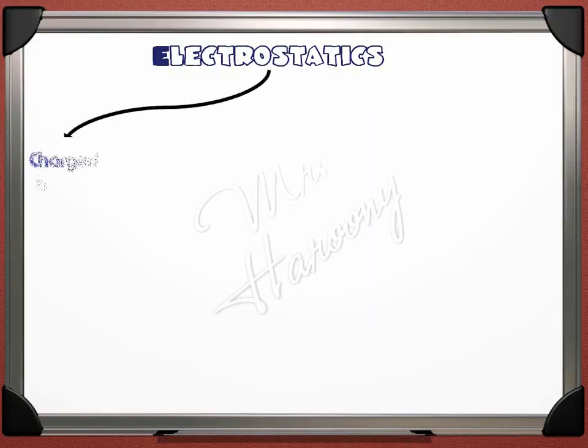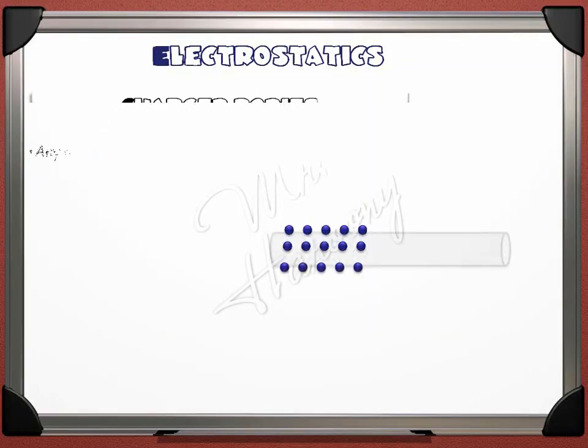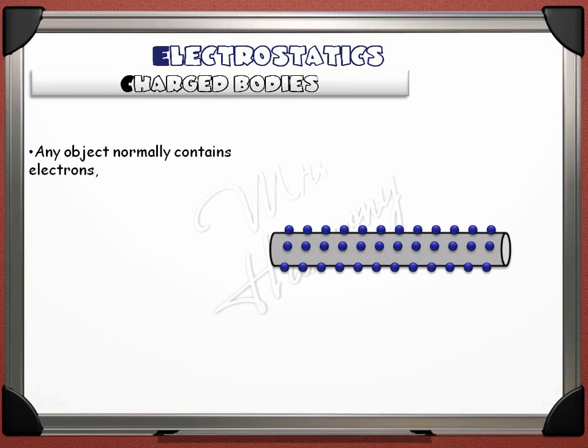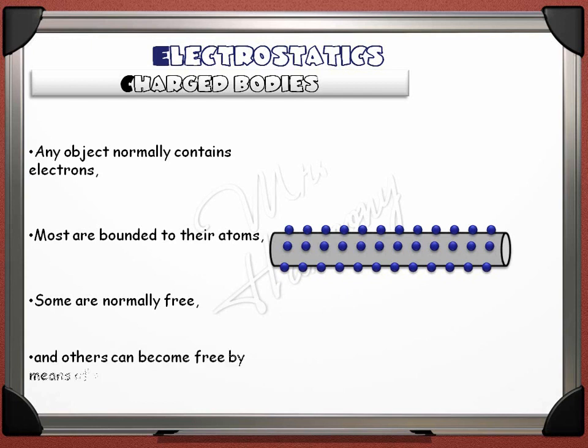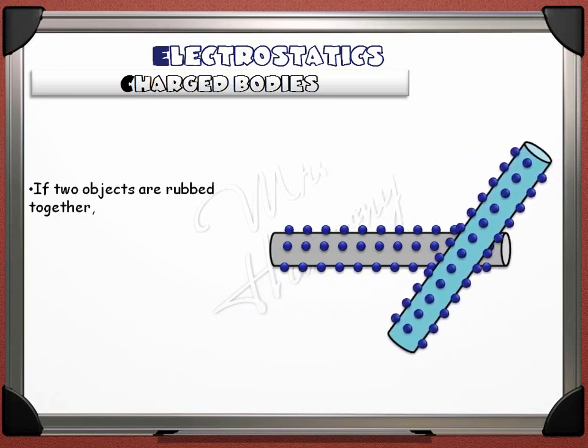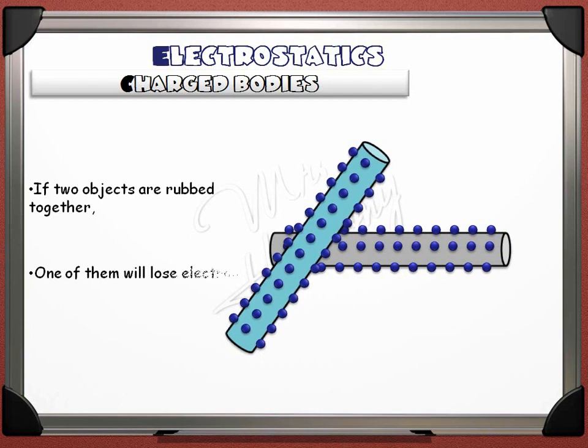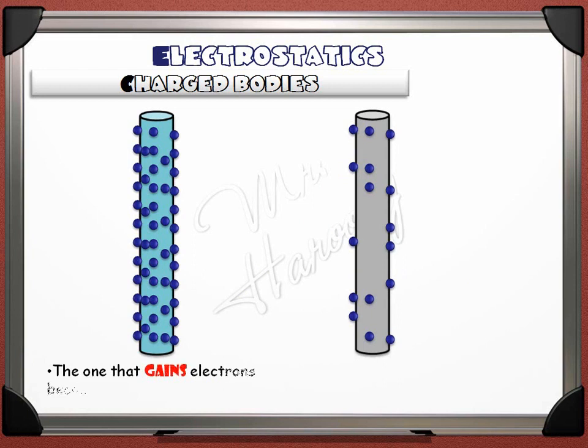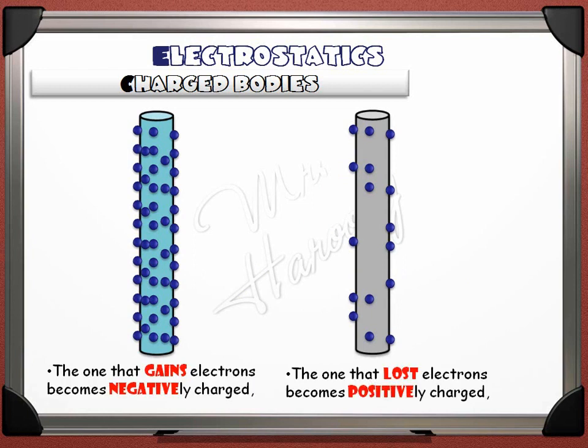Let's start with talking about charged bodies. Any object normally contains electrons in their atoms. Most are bonded to their atoms. Some are normally free, like those in metals, and others can become free by means of external factors. If 2 objects are rubbed together, one of them will lose electrons and the other gains electrons. The one that gains electrons becomes negatively charged, and the one that lost electrons becomes positively charged.